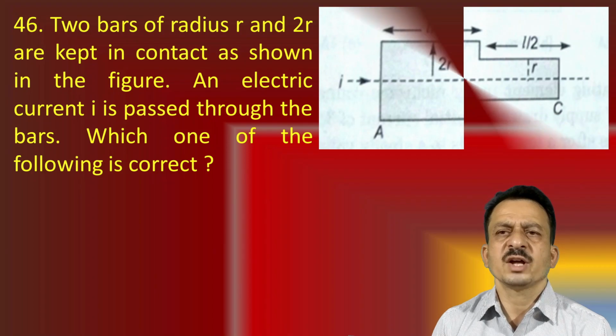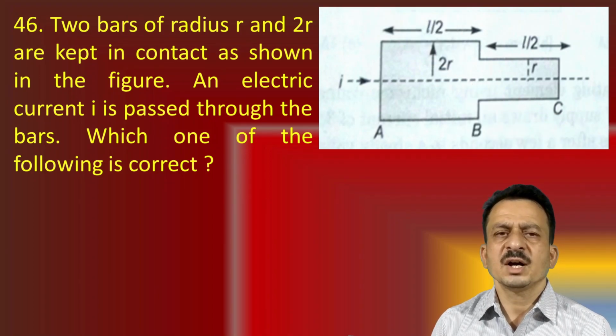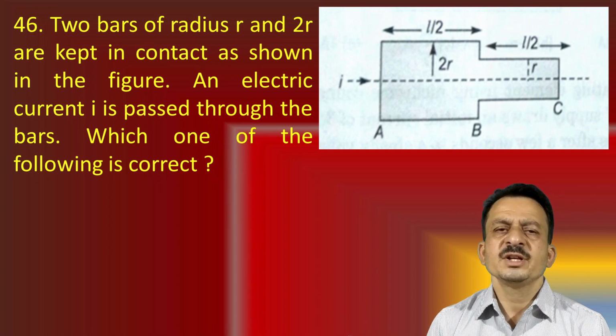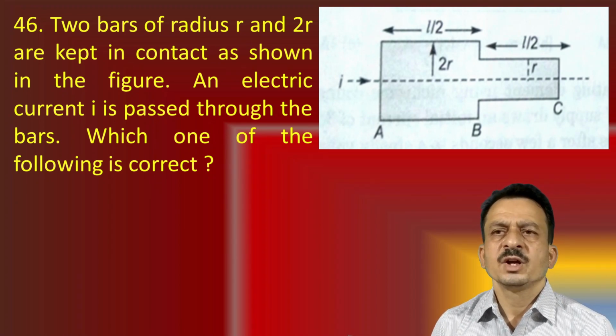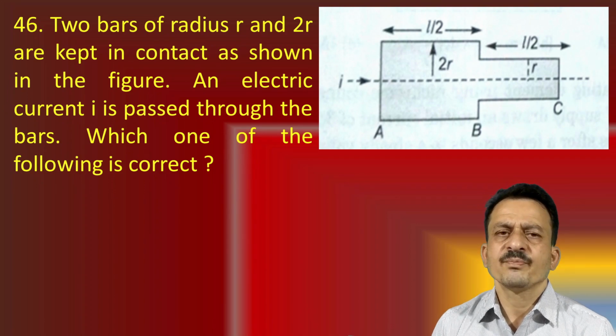Now this is the circuit they have given. AB is one bar and BC is another bar. They have different dimensions. AB has a radius double the radius of BC, and the lengths are the same. The same current is flowing through them.